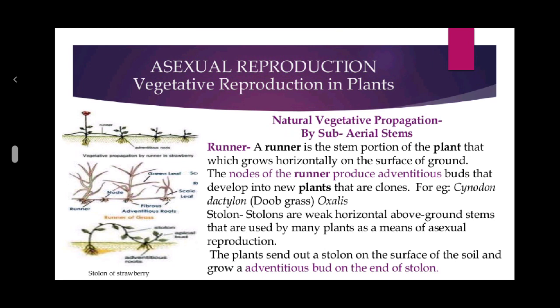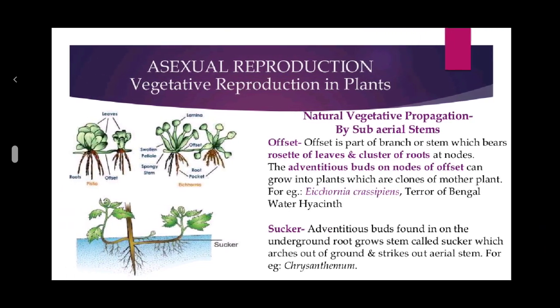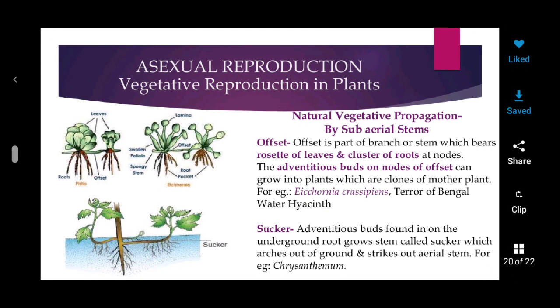The next is the stolon. Stolons are weak, horizontal, above-ground stems that are used by many plants as a means of asexual reproduction. The plants send out stolons on the surface of the soil and grow an adventitious bud at the end of the stolon. Next is the offset, which is the part of a branch or stem which bears a cluster of roots at the node, and the adventitious buds on the nodes of the offset can grow into a plant. The best example is Eichhornia crassipes, the terror of Bengal, or the water hyacinth. It is an exotic weed, and due to this mode of reproduction it becomes invasive and completely occupies the whole water body and destroys all the vegetation present in that water body.